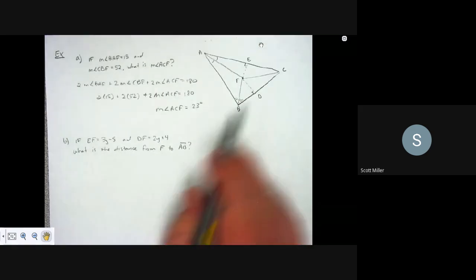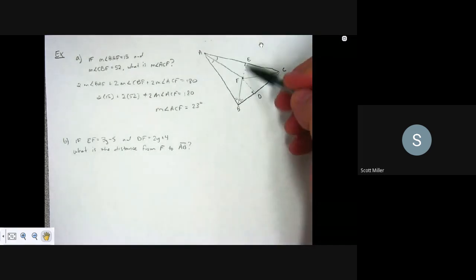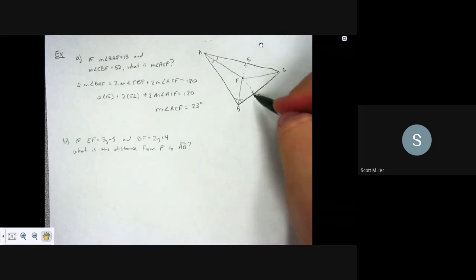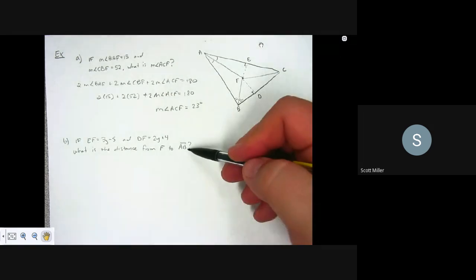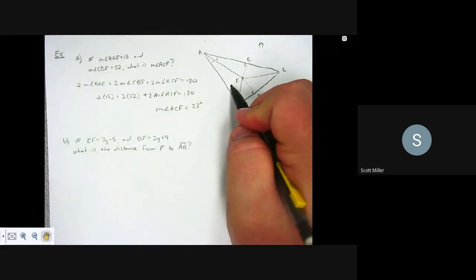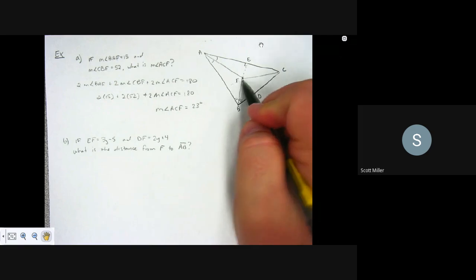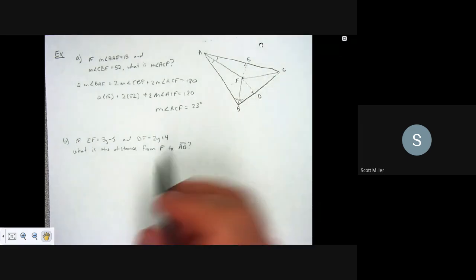Down here, we can look at this picture over here, and we can figure out these lengths. EF is 3y minus 5. EF is 2y plus 4. What is the distance from F to side AB? So in other words, what they want to do is tell me what is that distance right there. Well, that distance right there is going to be a radius of the inscribed circle. So it's going to be exactly the same length as those two things. So I know that those two measurements are identical.